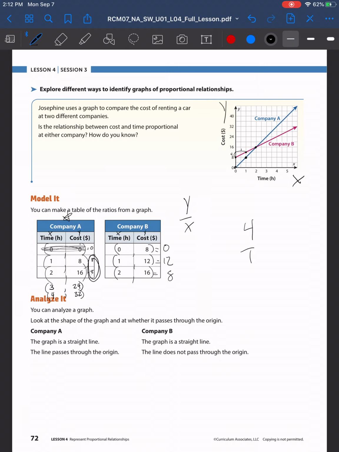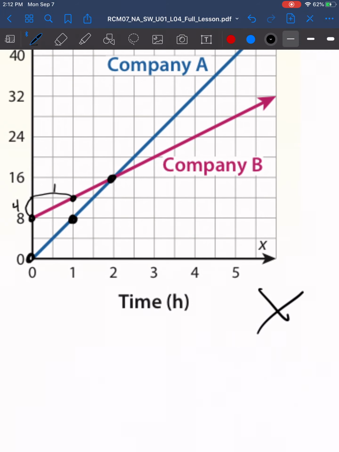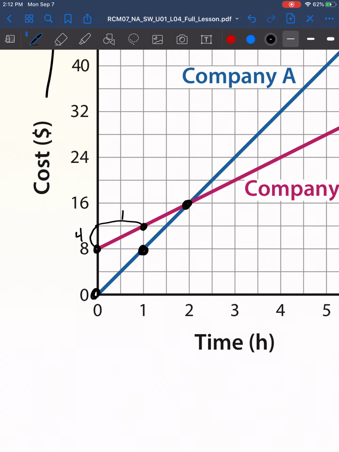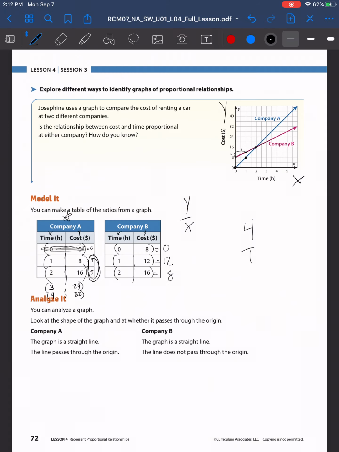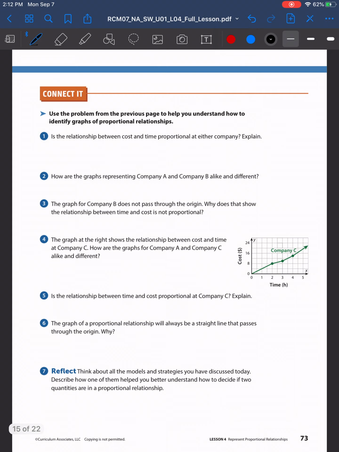Okay, so A has a line go straight through, and it goes through the origin. B has a straight line, but it does not go through the origin. And that's where we made a mistake. Because that pink line doesn't go through 0, 0, I know it can't be constant, because that doesn't make any sense, right? I can't say that I didn't take the car out and I still have to pay $8. That'd be ridiculous.